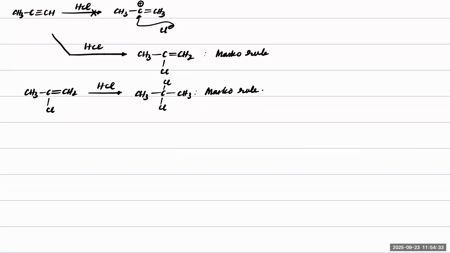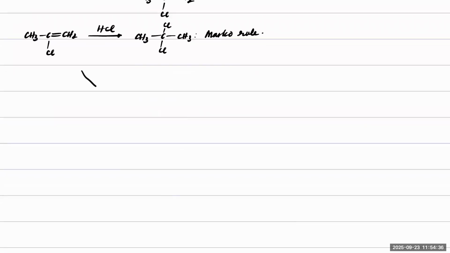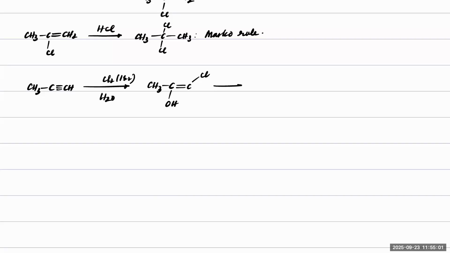Next, in case you have water also, suppose I have CH3C triple bond CH with one equivalent of H2O. In that case, CH3C double bond CHCl will be there, and OH will be added, just like how we do it in a double bond addition, same thing. But this will undergo tautomerism to give CH3 C double bond O CH2Cl. This is with one equivalent.